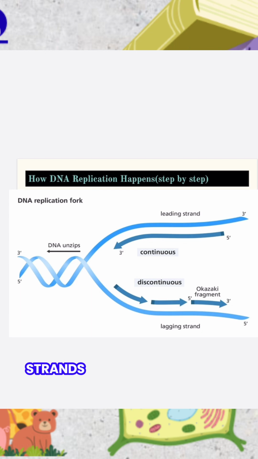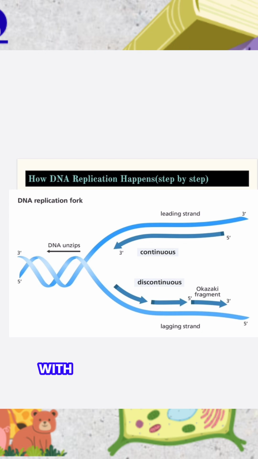Now step 3, the new strands are built. This is called the elongation stage. Next, the main builder, DNA polymerase, jumps into action. Each separated DNA strand now serves as a template. What do I mean? We all know templates. Like a sample, yeah, like a template.